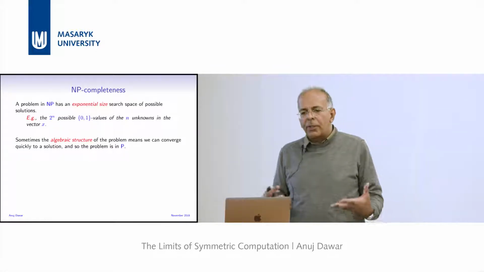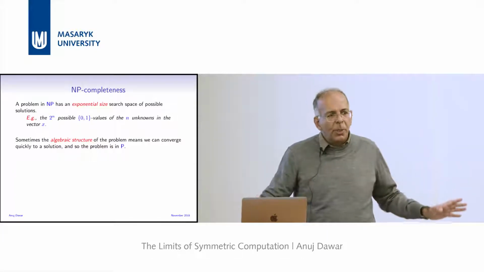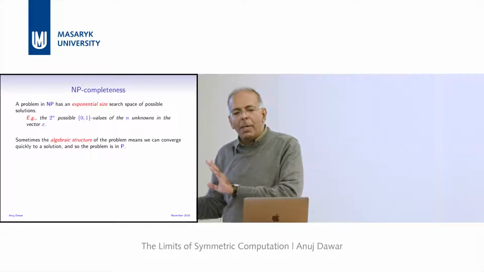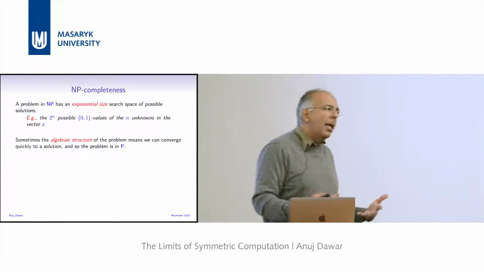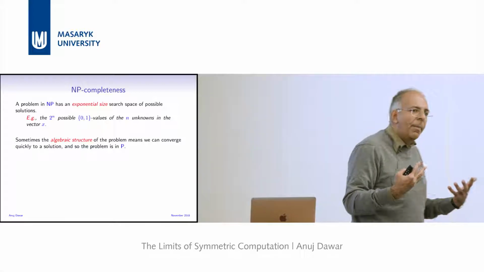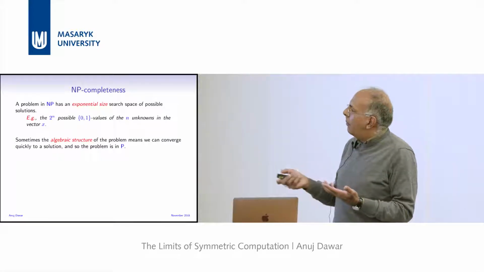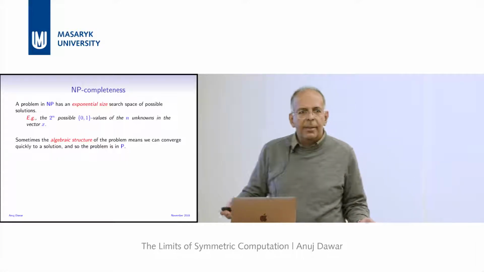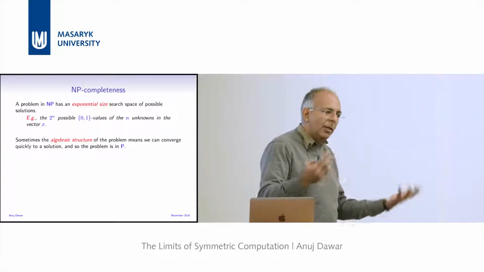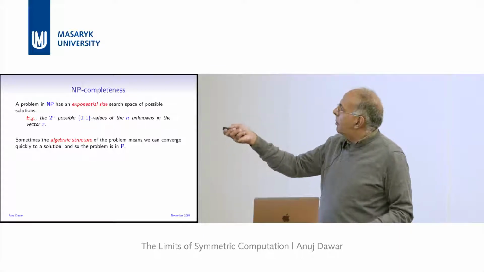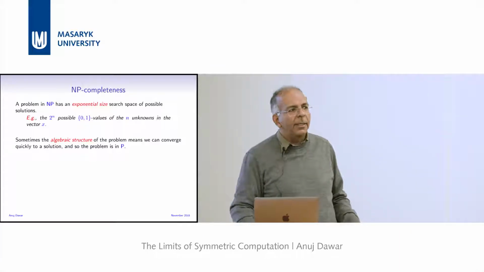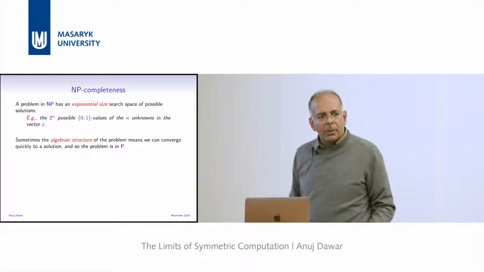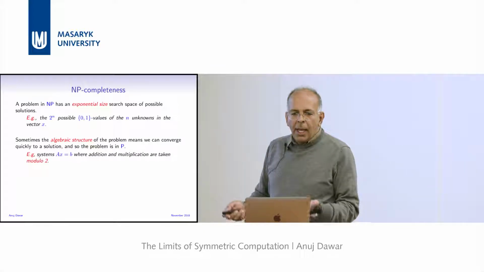Sometimes the algebraic structure of the problem means we can search through the space quickly and converge on a solution. But what do I mean by the algebraic structure? When we were looking at linear equations over fields or rings, there's an algebraic structure to this space. In the case of fields, this space of solutions has the structure of a vector space, and we know that solutions are linear subspaces. That is what allows us to converge to a solution.